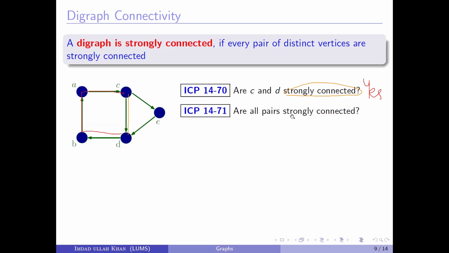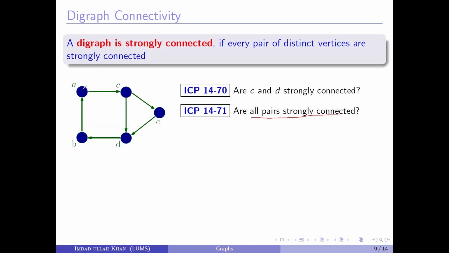Are all pairs strongly connected? So we need to look at all pairs, which means: can we go from any vertex to any other vertex? If that's the case, then all pairs are going to be strongly connected, which means that there will be a path from every vertex to every other vertex in the whole graph.